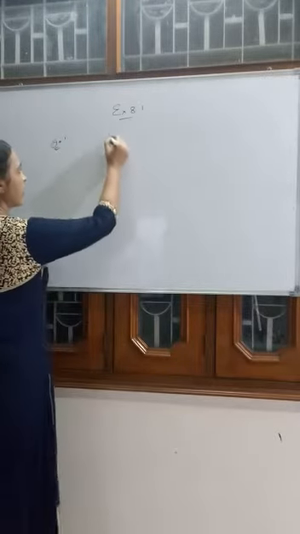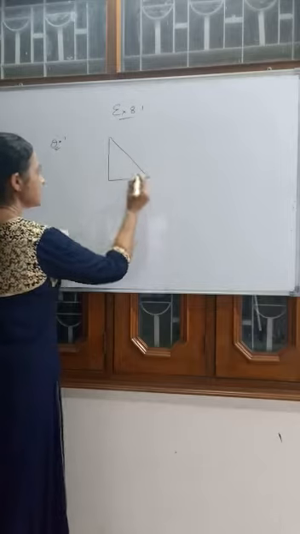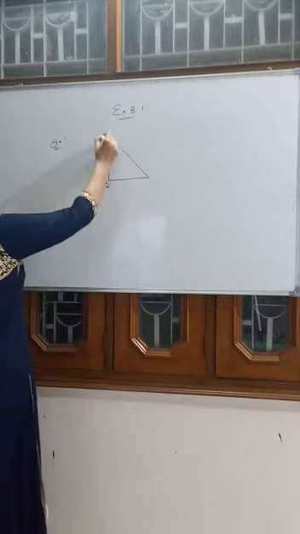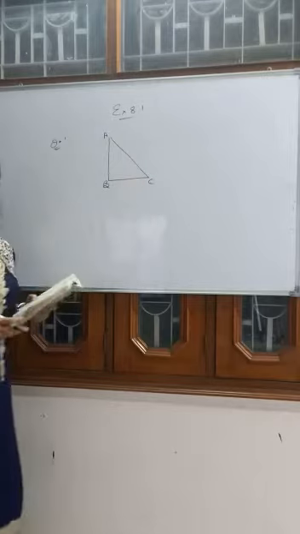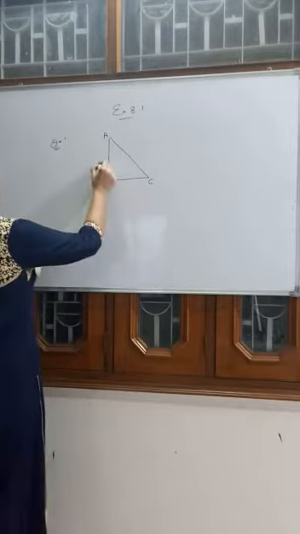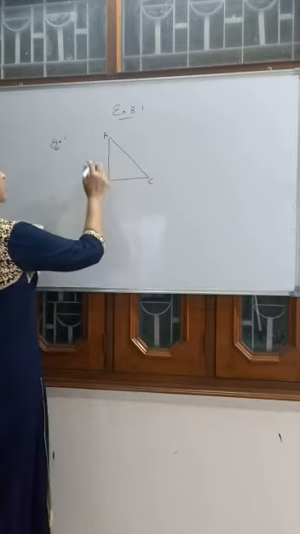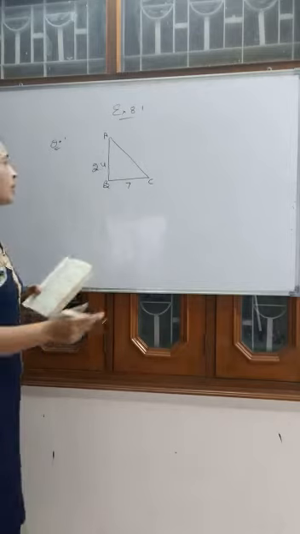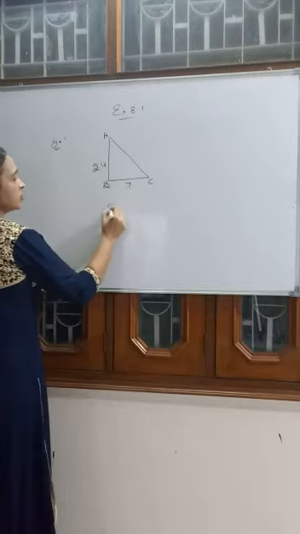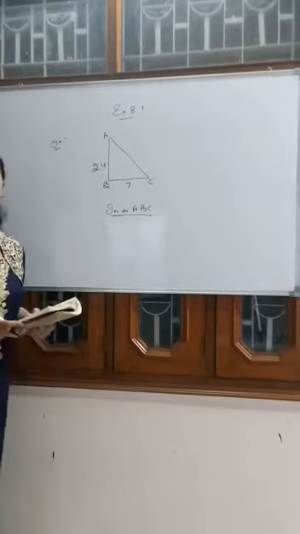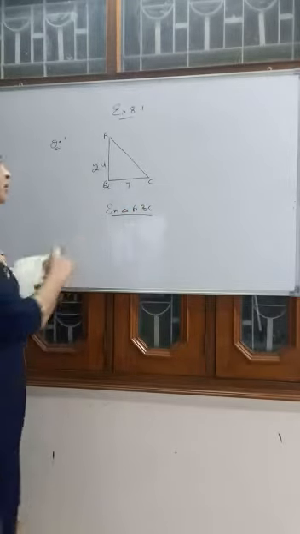First, draw a diagram. ABC is a right angle triangle with right angle at B. We can write A and C on any side, both are acute angles. AB is given 24 cm and BC is given 7 cm. We have to find AC in triangle ABC. As you all know, we can apply Pythagoras in a right angle triangle.